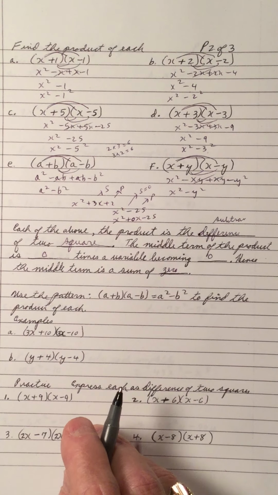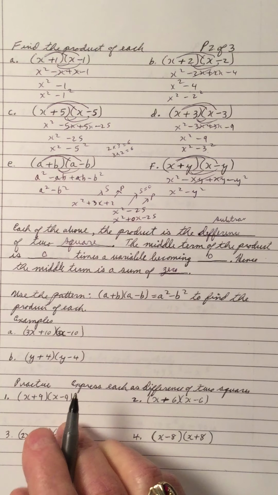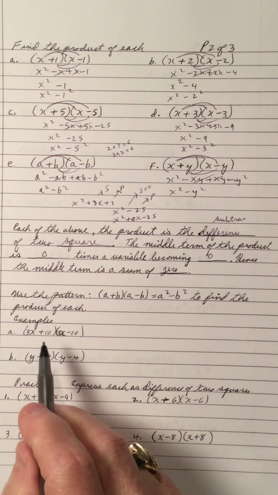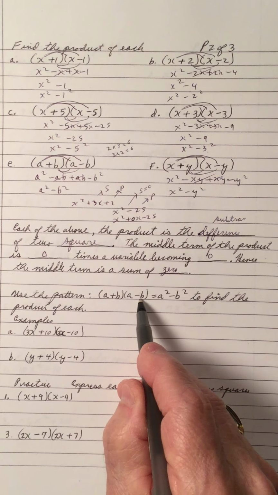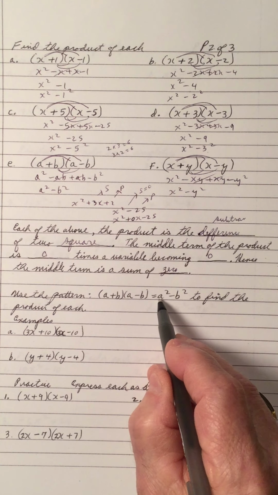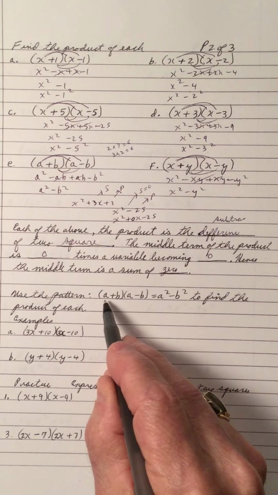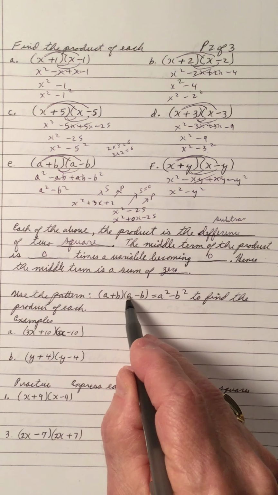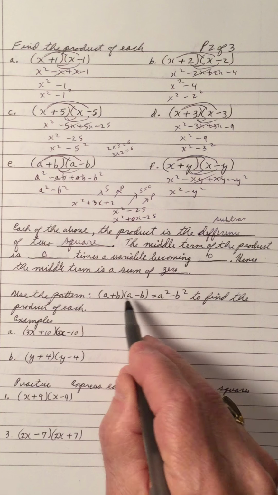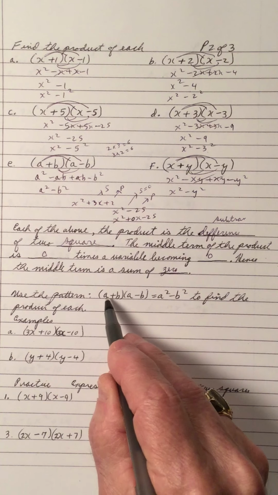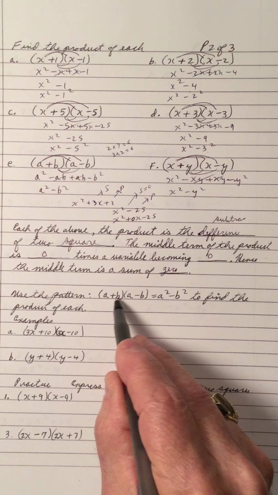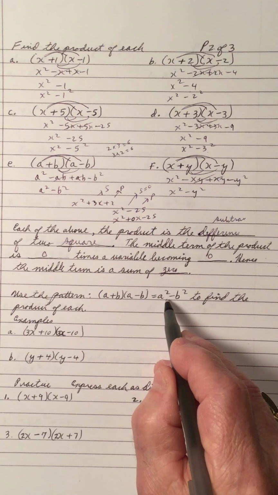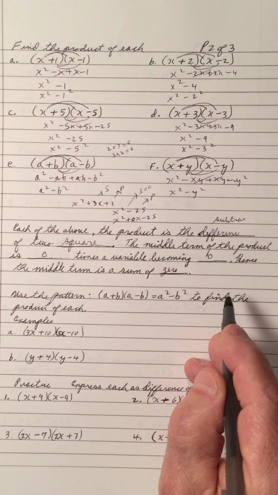Difference of two squares. You'll see it over and over and over. Very easy to recognize. Use the pattern: a plus b times a minus b equals a squared minus b squared. When I multiply these two, I have the same first terms and the same last terms. I'll get an a squared, and a b squared with a minus in the middle. So the product of these two binomials is a squared minus b squared, the difference of two squares.